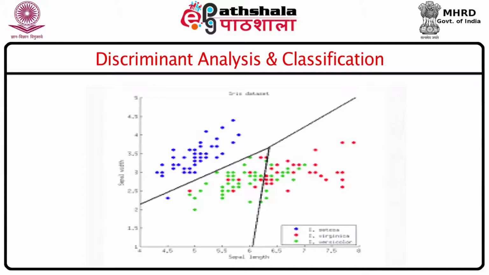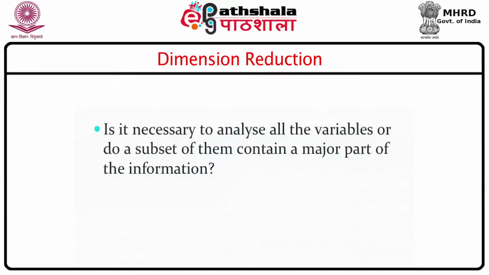And the black lines actually discriminate between the clusters. So if we have a new individual, we look at what his x1 and x2 values are, plot the individual and see in which of the three groups the individual lies, and thereby identify the individual into the given cluster. The next problem that we come to in multivariate analysis is one of dimension reduction.